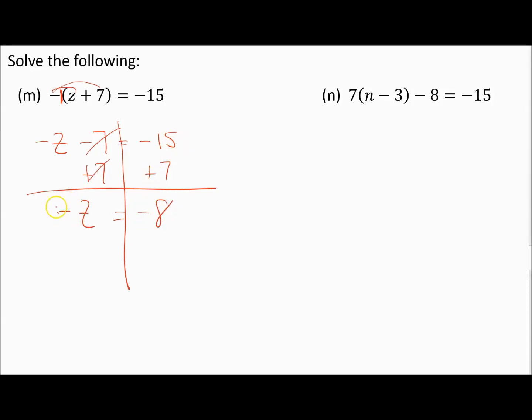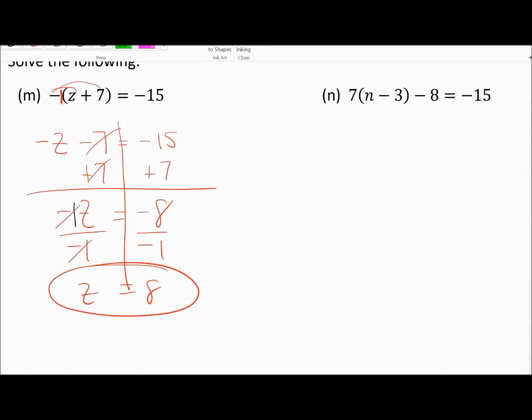But now I've got to get rid of this negative in front of the z. Now again, remember like we said a minute ago, there's really a negative 1 right there. So what I'm going to do to get rid of the negative is divide each side by negative 1. So that negative 1 cancels with that one, and I have z is equal to negative 8 divided by negative 1 is 8. So my solution is 8, and we should probably check it.